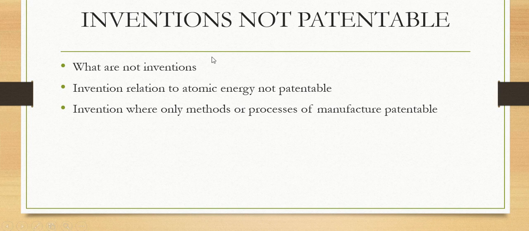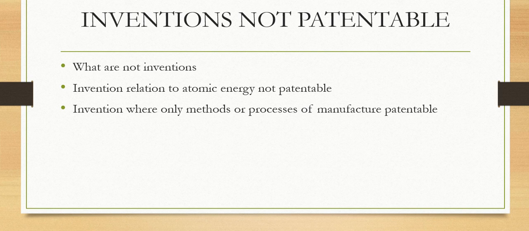So inventions which are not patentable. Basically there are three kinds of inventions which are not patentable. What are not inventions? The things which are not considered to be inventions: first, the invention which is frivolous or which claims anything obviously contrary to the established natural laws. Such inventions will not be considered by the government as inventions.